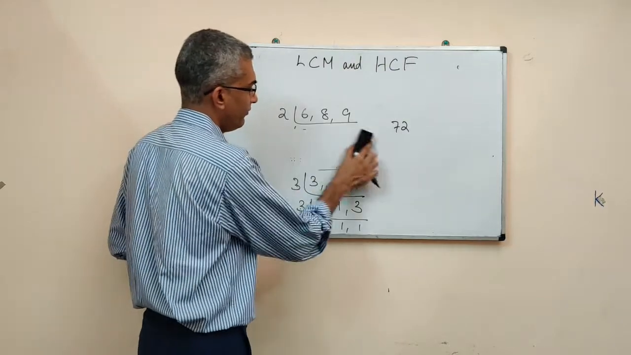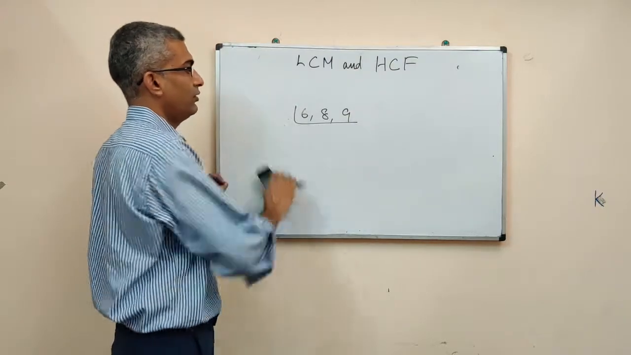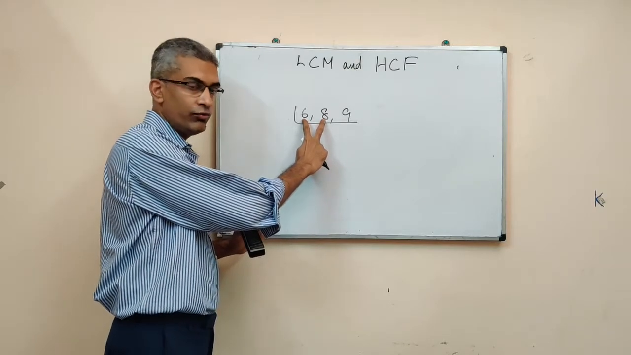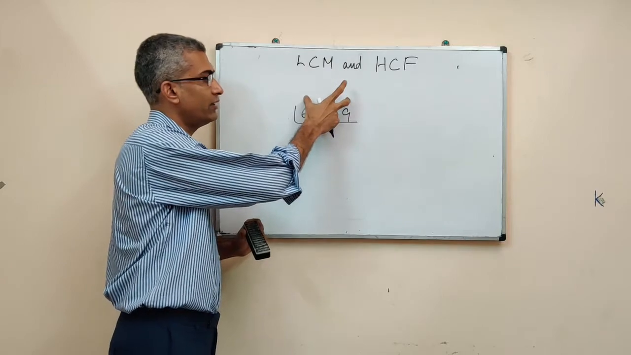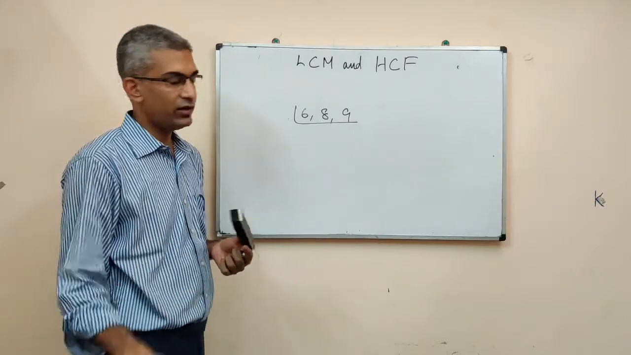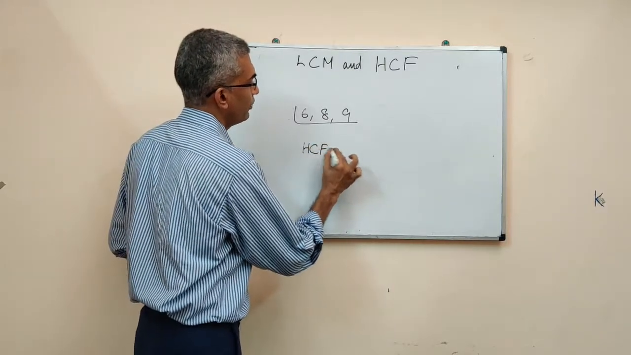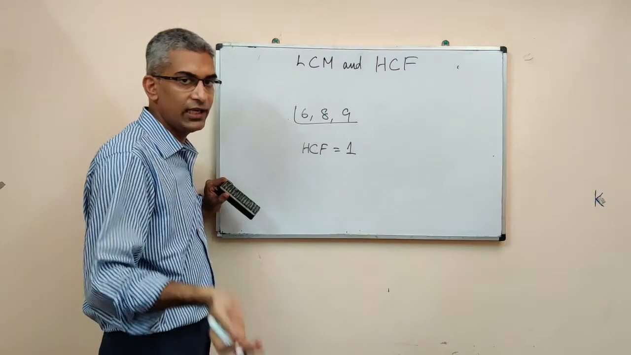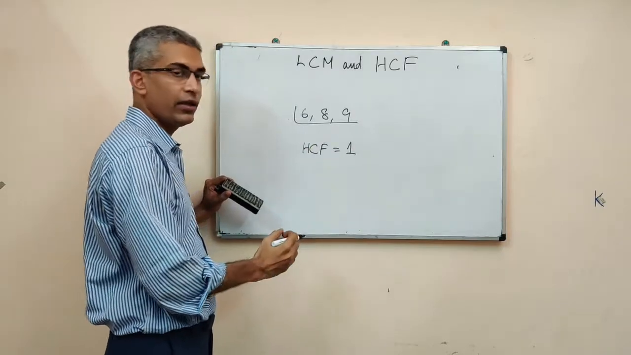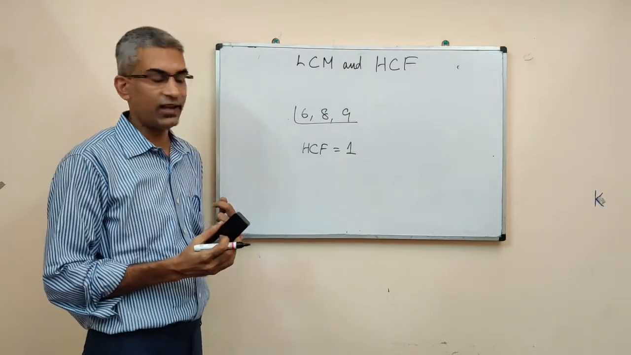Now what about the HCF of 6, 8 and 9? When you look at these numbers, you see that there is a common factor between 6 and 8, which we can take as 2. There is a common factor between 6 and 9, which we can take as 3. But there is no common factor between 8 and 9 other than 1. So there is no common factor between these three numbers, and so the HCF will be 1. 1 is a factor for any integer. So 1 is a factor of 6, of 8, and of 9. Since there is no other common factor, the highest common factor of 6, 8 and 9 would be 1.